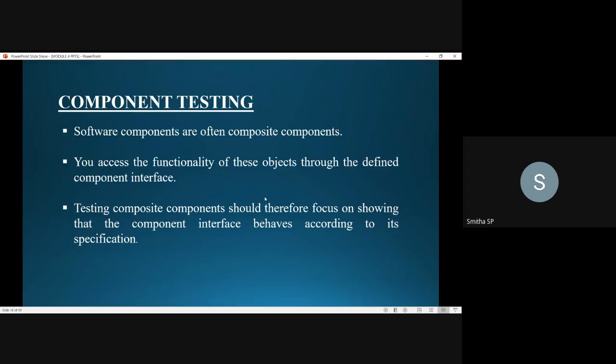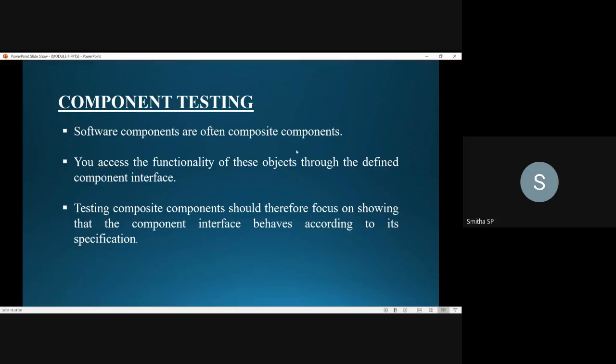Component testing. In today's session, we will discuss component testing. So we have an idea about unit testing, how unit testing will be done and why we need to do the unit testing. Now we shall see about component testing. Component testing is a separate testing technique in the testing process. So we shall see how it will be done and what is the use of component testing and why we need to do the component testing.